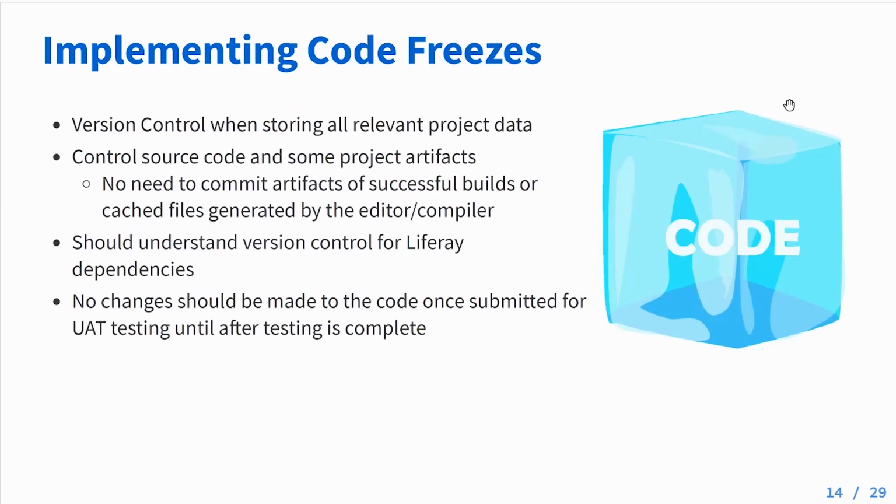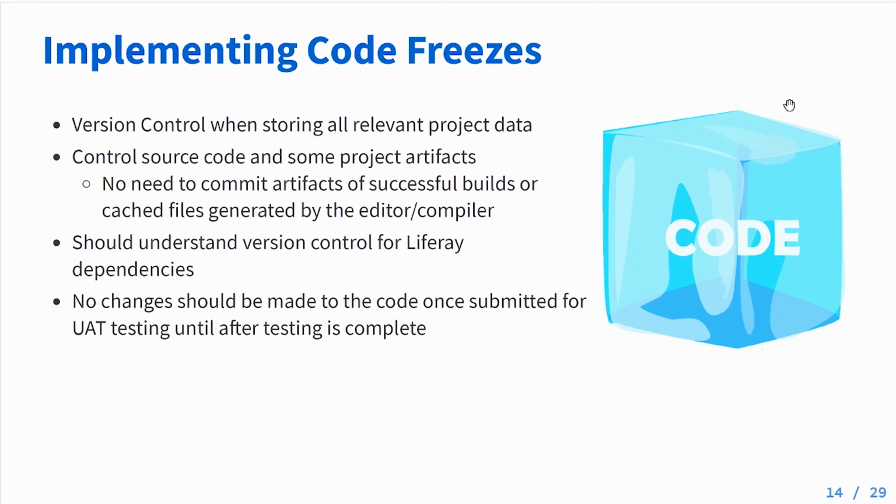One important thing to keep in mind is that we want to implement code freezes. So a code freeze is basically when developers stop working on a project and no new customizations or code changes are made. We want to make sure that version control is available when storing all these relevant project data. We want to make sure that we control the source code and make sure that we're only committing the files that need to be committed.